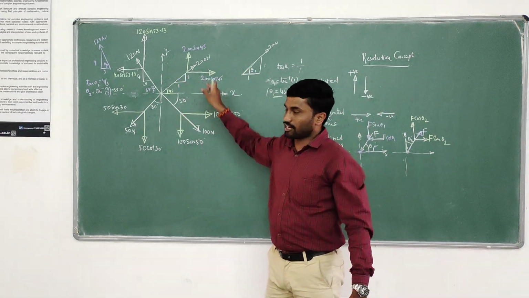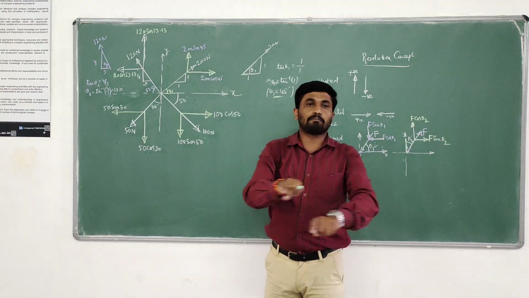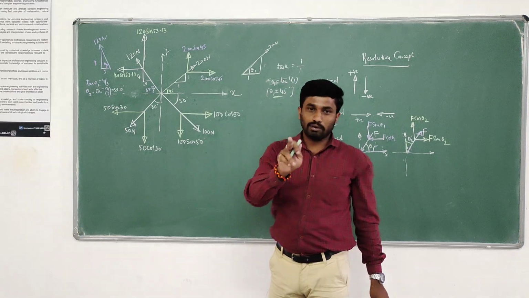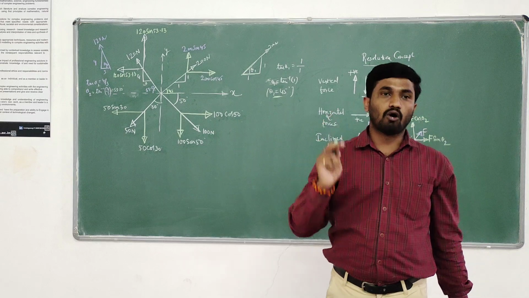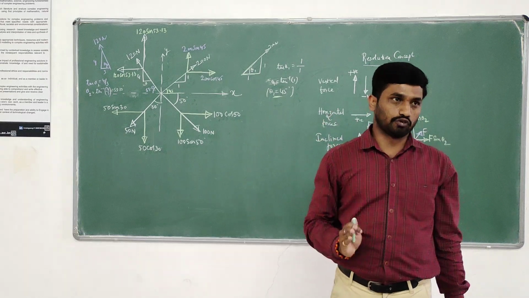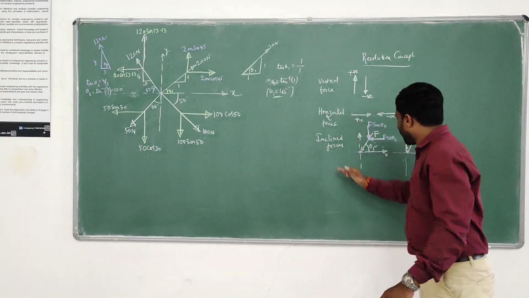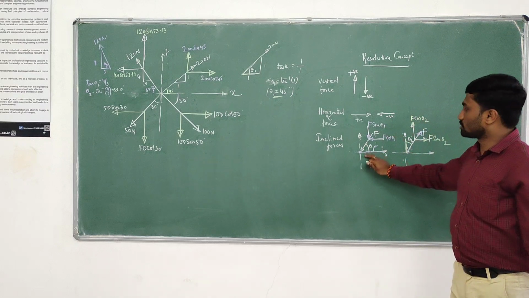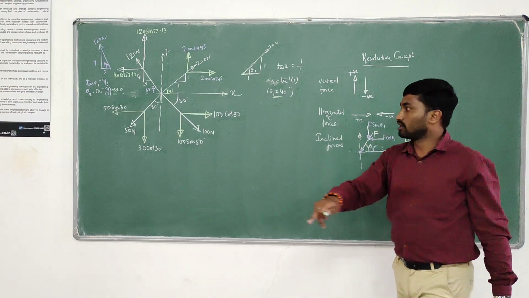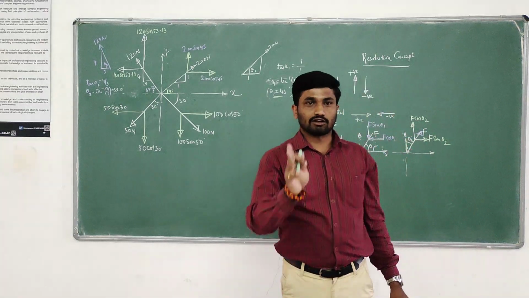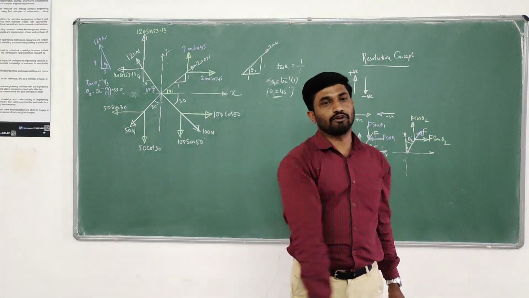If you make a mistake in this diagram, you are losing complete allotted marks. So be careful when you are solving this basic problem. The thing is how to resolve the inclined forces. The resolution concept is very simple. First you have to concentrate on direction of the force. Next you have to concentrate on inclination of the angle. There are two directions, there are two angles of inclination.